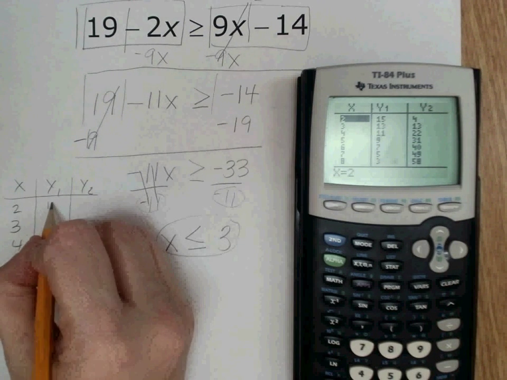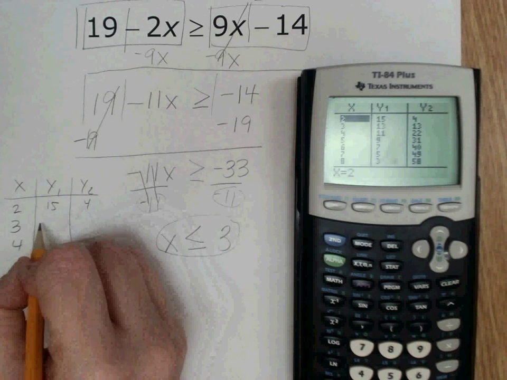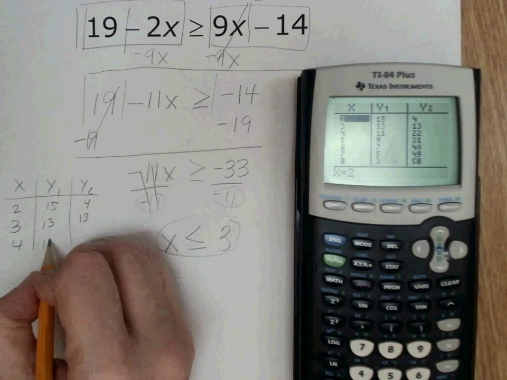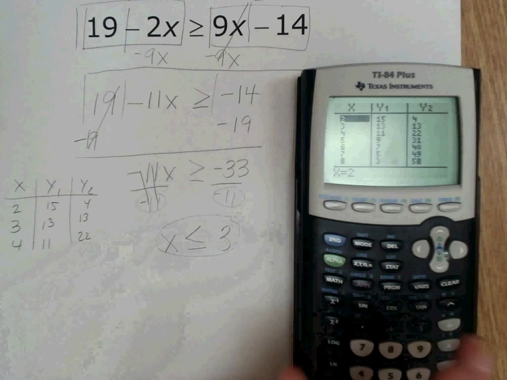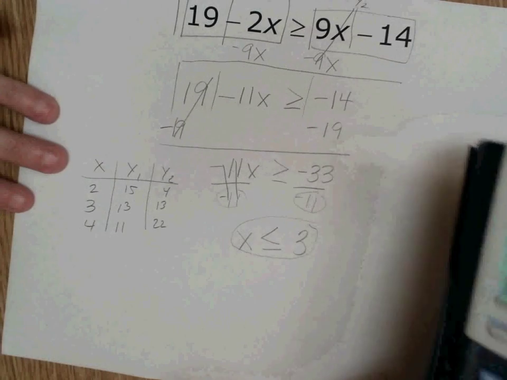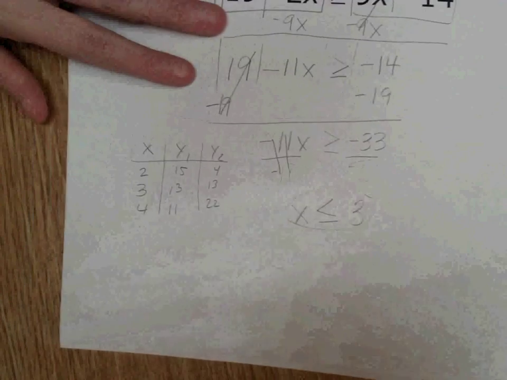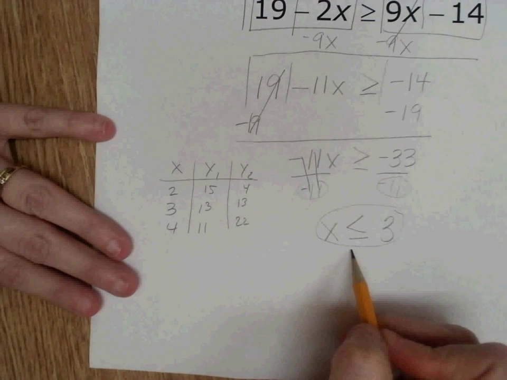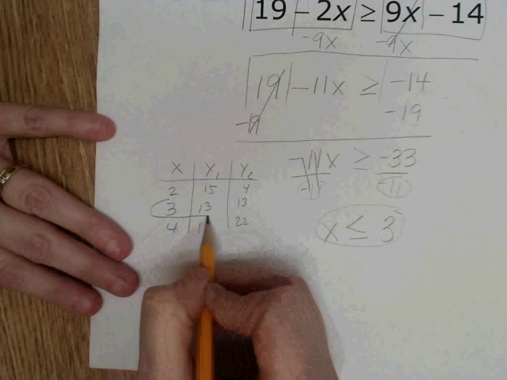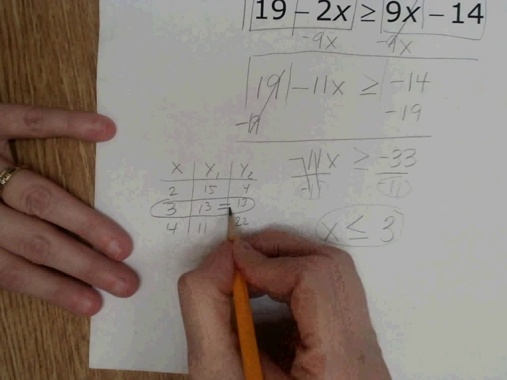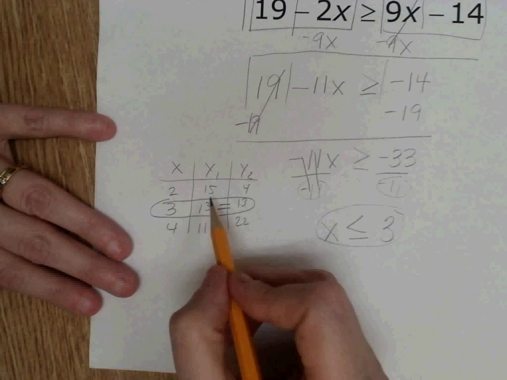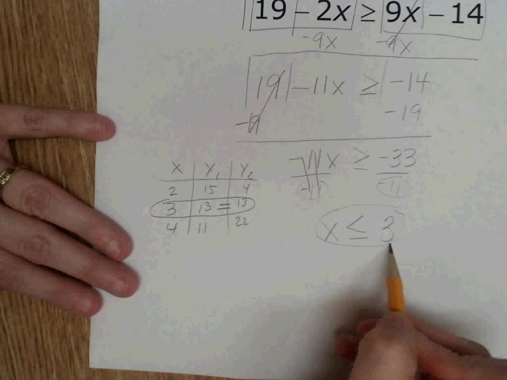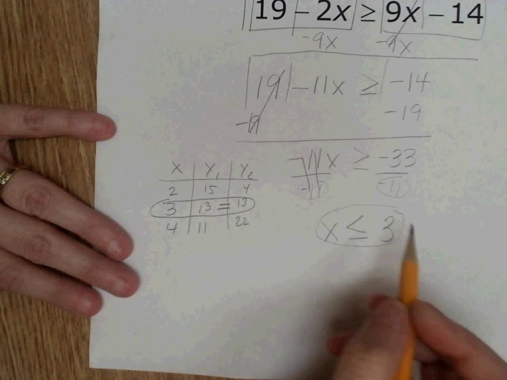Okay, so 2 is 15 for y1, 4 for y2. 3 is 13 for y1, 13 for y2. 4 is 11 for y1, and 22 for y2. So now that I see this, I'm going to look at this a little bit more closely, and I'm going to think about what this means. Okay, I think my answer is x is less than or equal to 3. So on this row right here, y1 and y2 are equal. When y1 and y2 are equal, that tells me that my solution includes x equals 3.